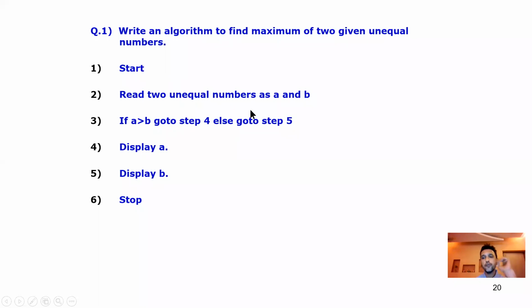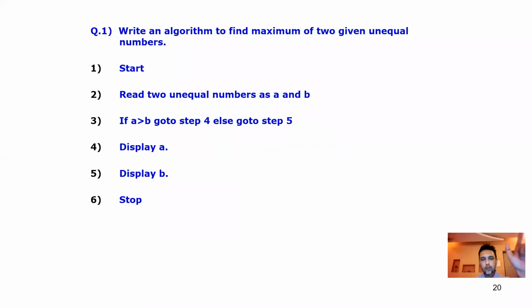Let's say the user gives 5 and 7. I'm sorry, once again, I'll repeat. Step number 1 is start. Step number 2 says read two unequal numbers as A and B. And let's say the user enters 5 and 7. I repeat, 5 and 7. So B is 7, A is 5. Now it says if A is greater than B, go to step 4, else go to step 5. Now I've explained to you till here.